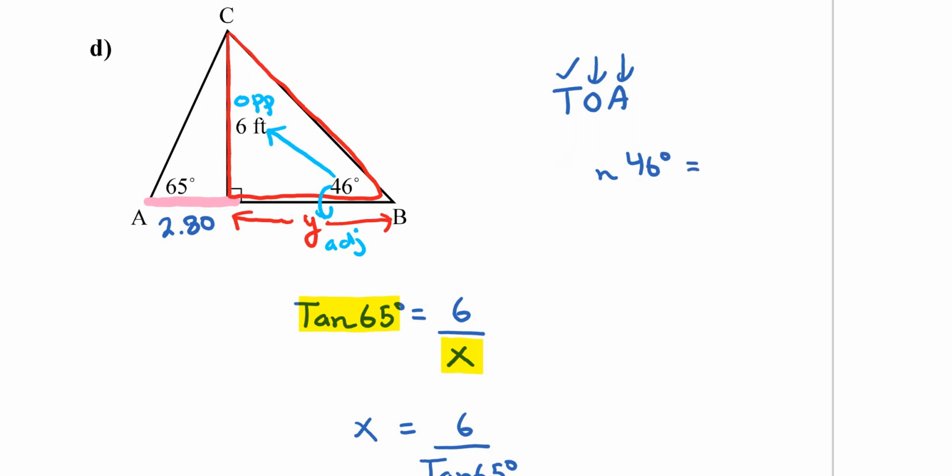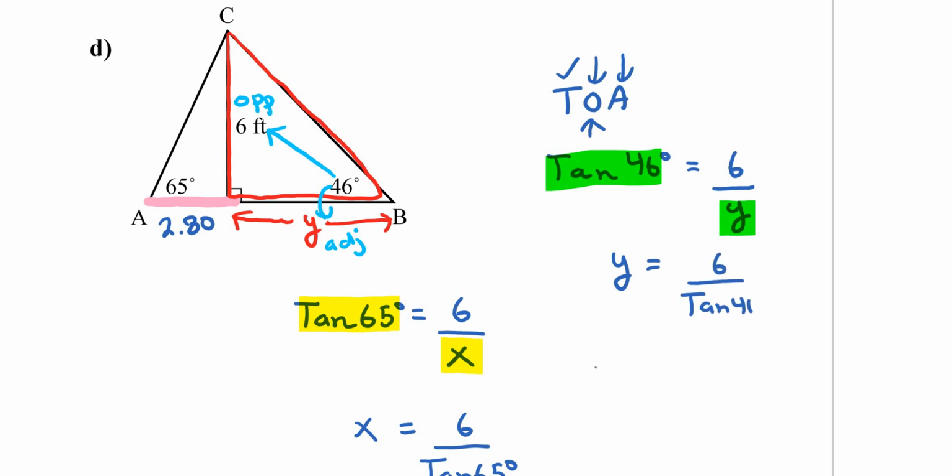Sometimes I have a bad habit of going from small letters to capital letters. Since I use capital letters, I'll use capital letters for this problem. So tan of 46 degrees. I need my opposite first. Now my opposite is going to be 6, right? So 6 divided by my adjacent, and my adjacent is y. And just like the previous problem, I can switch those two terms. So y would equal 6 over tan of 46 degrees.